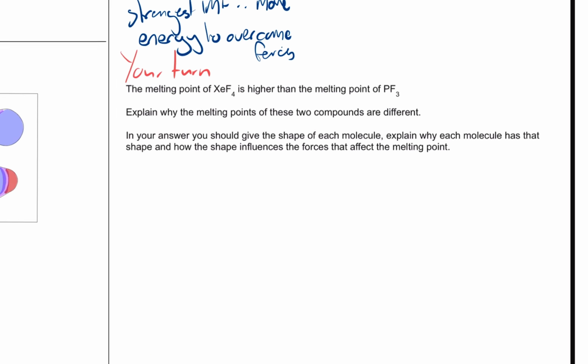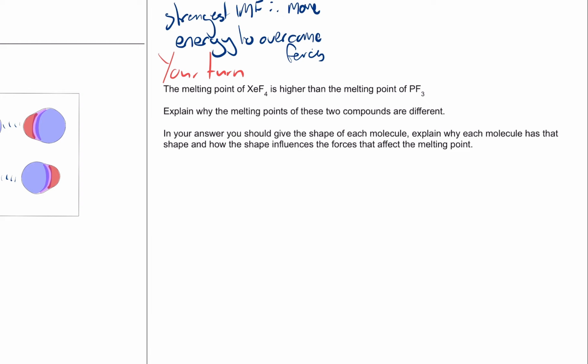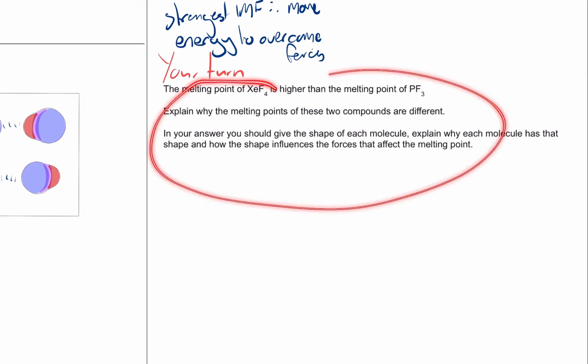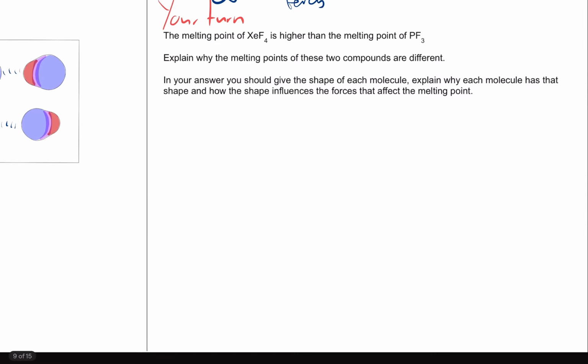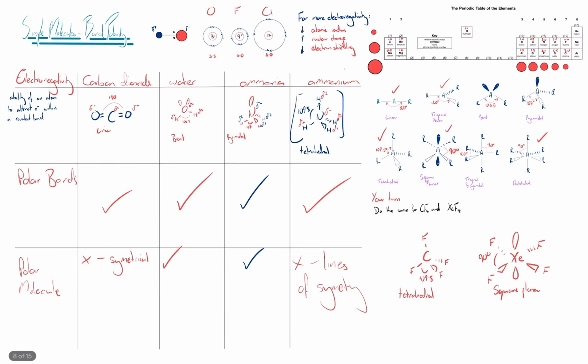Question I want you to give a go is this one. It's a little bit more complicated, but the melting point of XeF4, so this has come up again, higher than the melting point of PF3. Explain why the melting points of these two compounds are different. Give the shape again. Explain why each molecule has that shape and how the shape influences the forces that affect the melting points. So again, if you're not sure how to answer this, look at the last video, the video before that, all of our videos on intermolecular forces. I'll put a link up here. Give that a go. I'll answer that at the end of next video. For now, let's answer the question that we had at the end of last one.